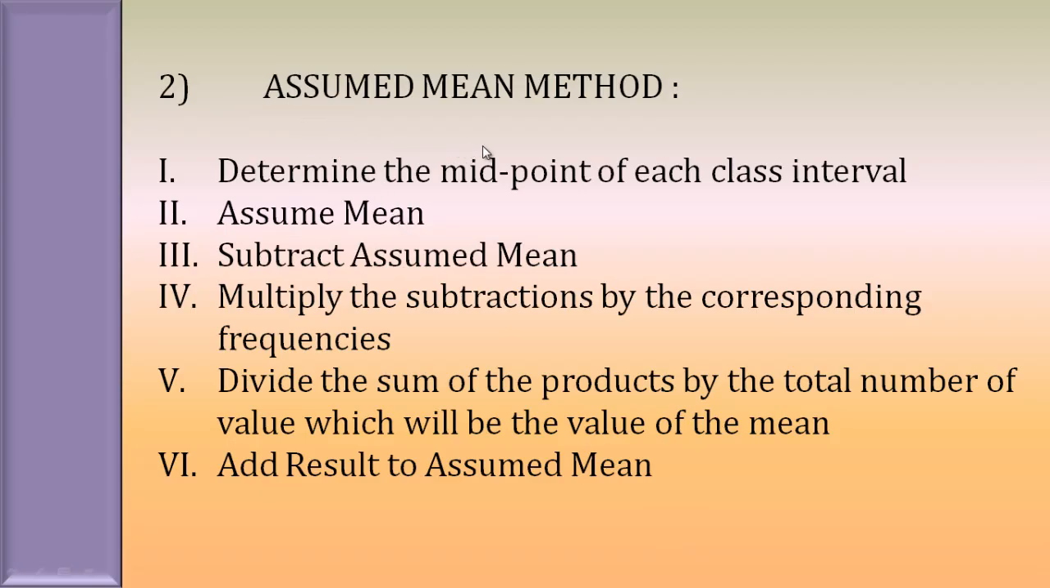The second method is the assumed mean method. This assumed mean method is used for calculating the mean of grouped data. If the given data is large, then this method is recommended rather than the direct method for calculating the mean. This method helps in reducing the calculations and results in small numerical values for easy computation. Now these are the steps for finding the mean by using the assumed mean method.